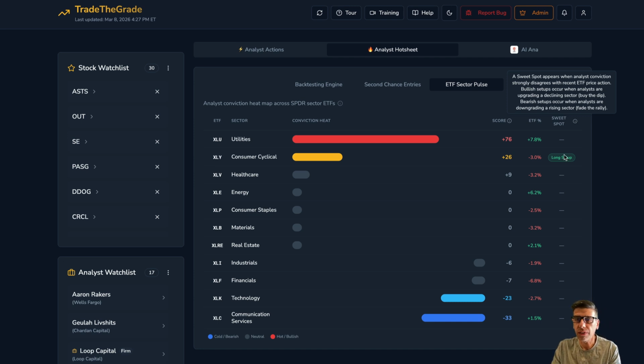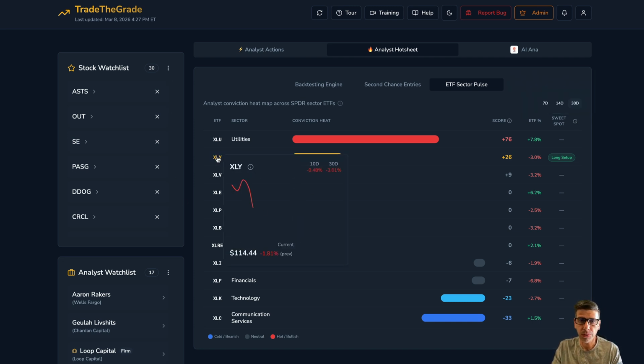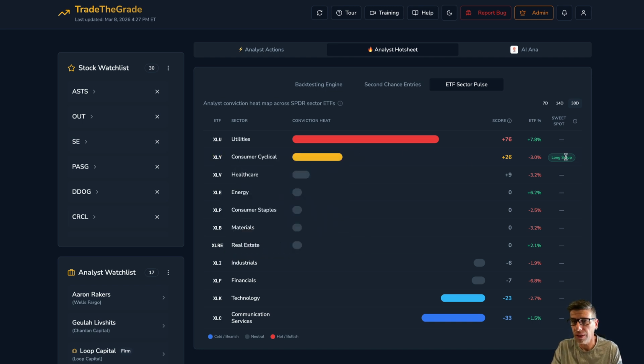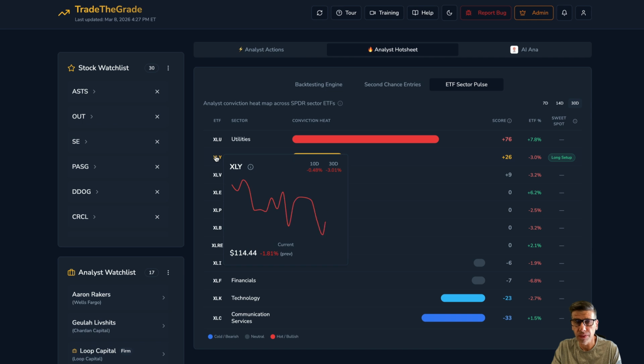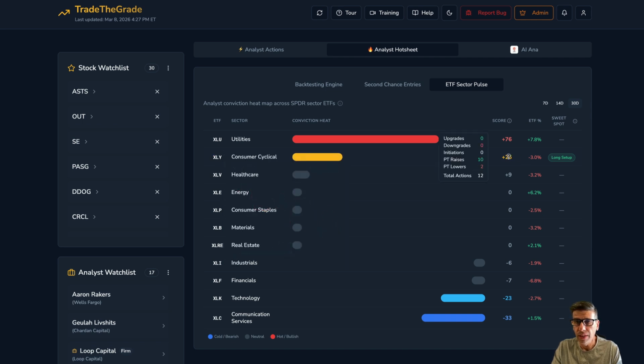So you can see here the XLY consumer cyclical ETF is at a perfect spot for a long setup. And you can see the price has been somewhat bearish lately. And on the score, it's actually had quite a few price target raises, meaning the publicly traded companies that are a big part of this ETF have received 10 price target raises and only 2 price target cuts in the last 30 days. You can see I have it set to the 30-day setting right over here.